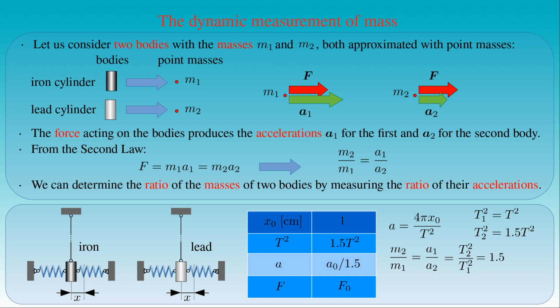Therefore, this experiment provides a relatively precise method to measure mass ratios. By measuring the ratio of the periods for the oscillations of bodies with different masses, we could determine the ratio of their masses. Here we have determined the ratio of masses of different bodies by measuring the periods of their oscillations produced by the same elastic force of the springs.